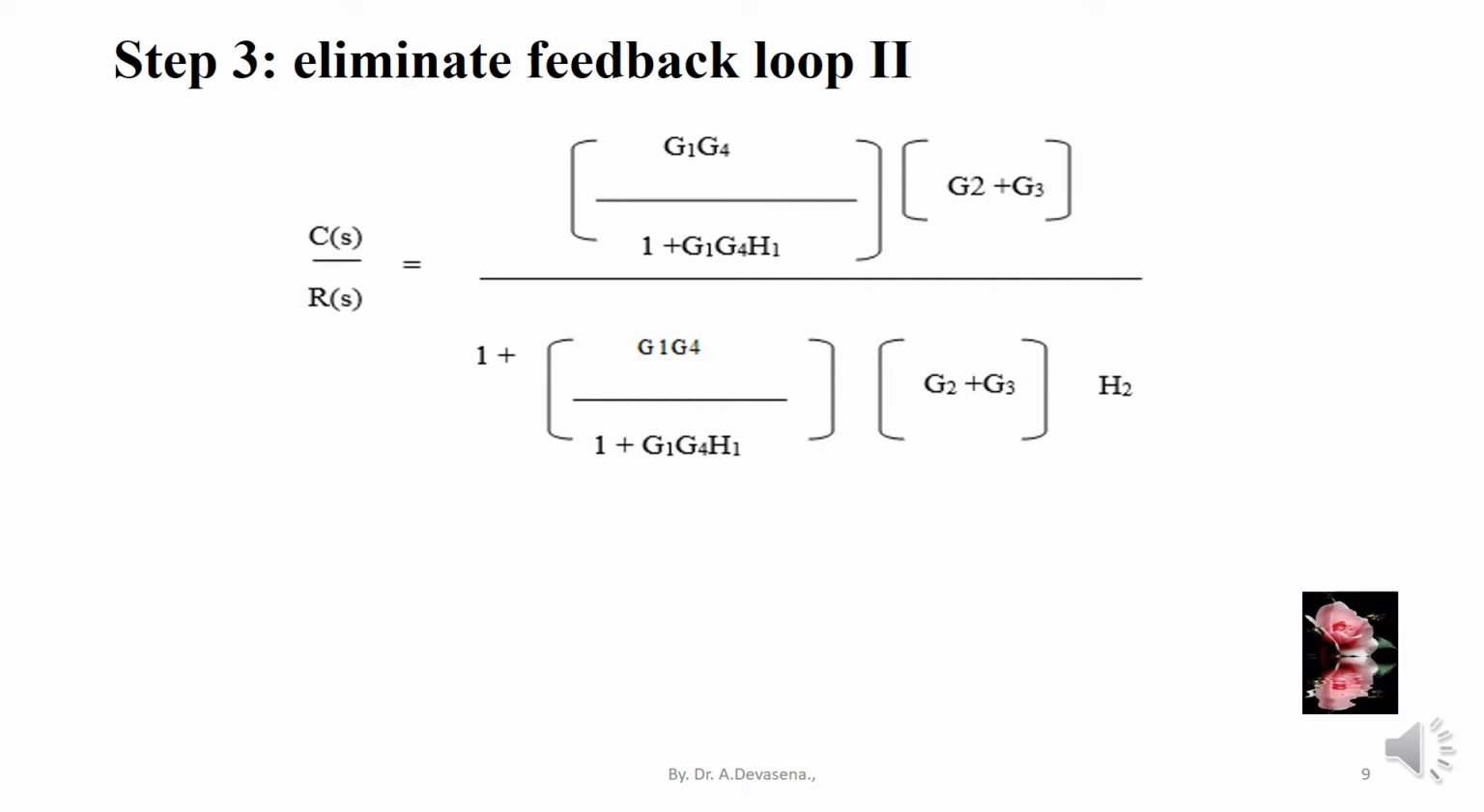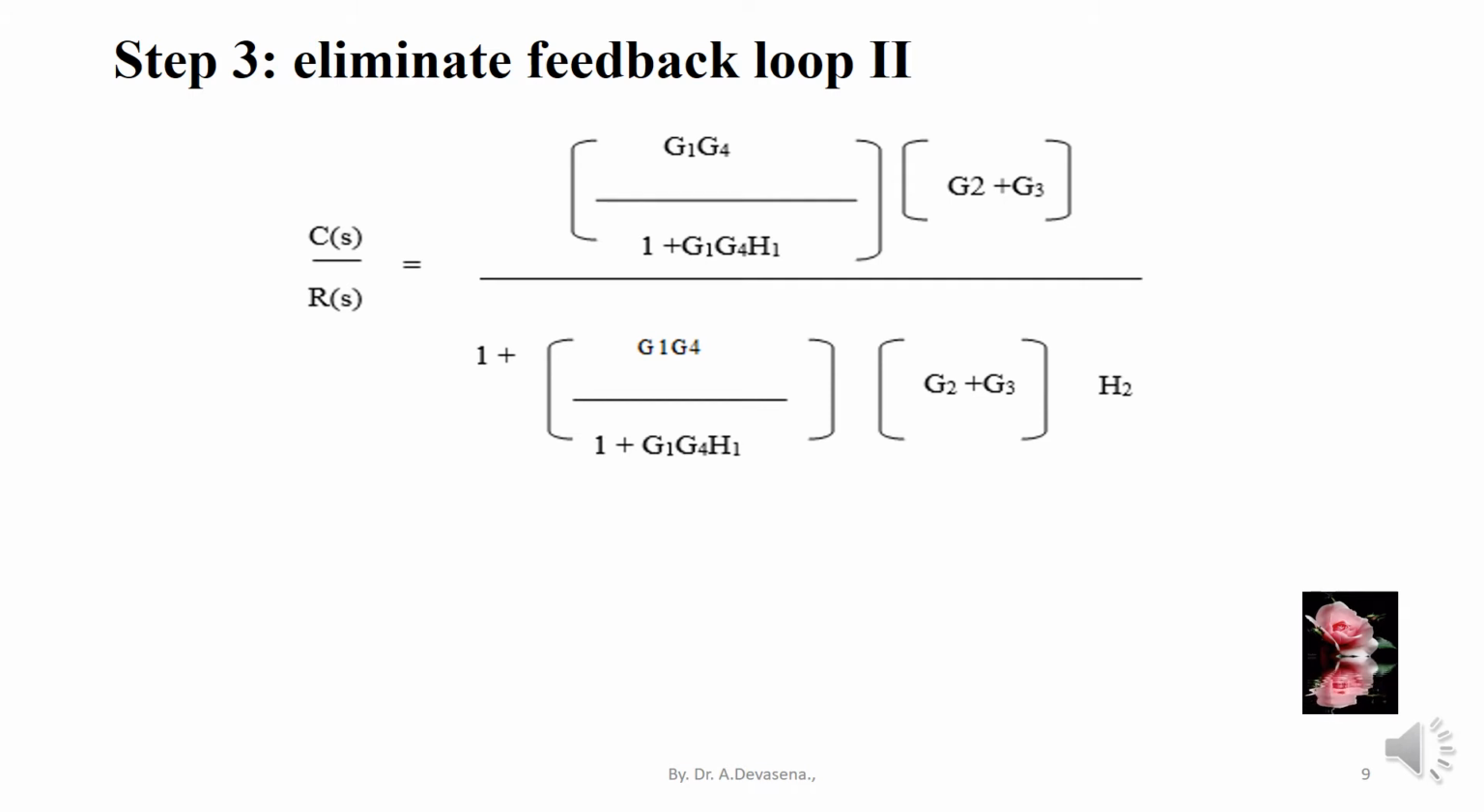So here the value of G(s) is G1 G4 divided by (1 plus G1 G4 H1) into (G2 plus G3). This is our G(s) value. So G(s) divided by 1 plus [G1 G4 divided by (1 plus G1 G4 H1)] into (G2 plus G3), the whole term into H2. So this is our C(s)/R(s). We have to simplify this equation by cancelling the term 1 plus G1 G4 H1 which is present both in the numerator as well as in the denominator.